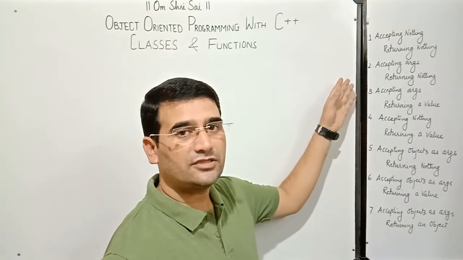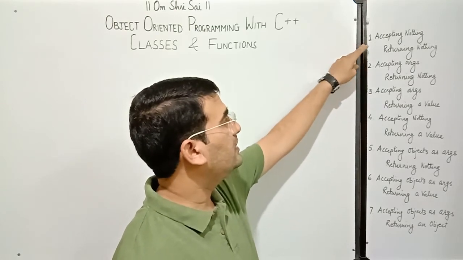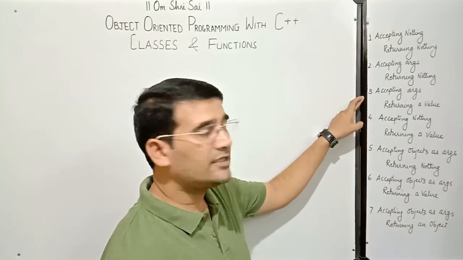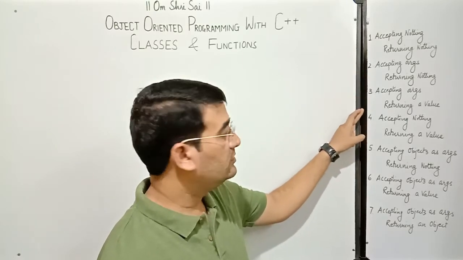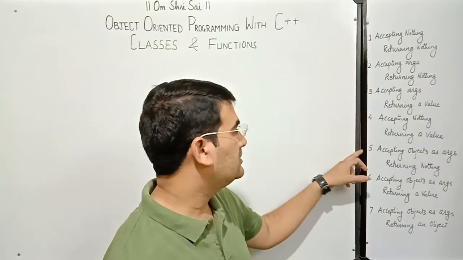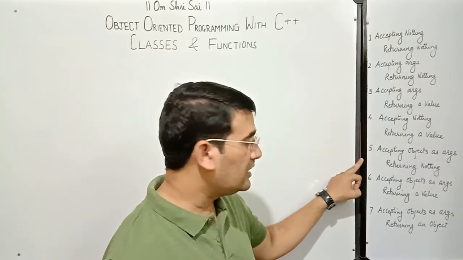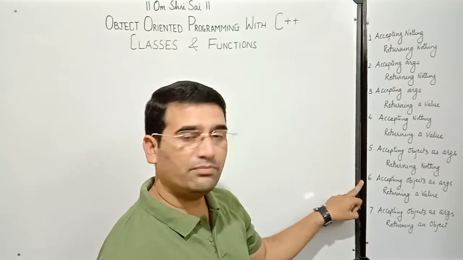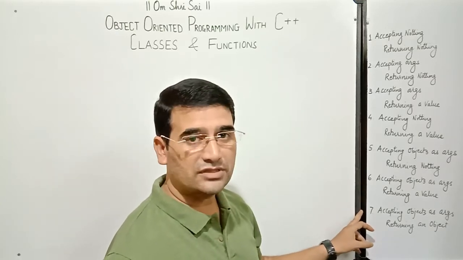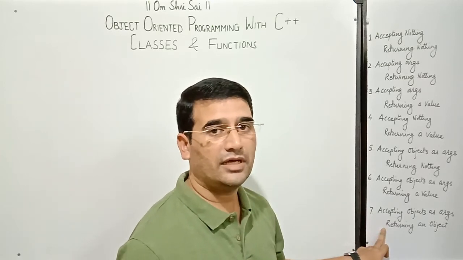In last video lectures, we have discussed various categories of functions like function accepting nothing, returning nothing; function accepting arguments, returning nothing; function accepting arguments, returning a value; function accepting nothing, returning a value. In the last video lecture, we discussed function accepting objects as arguments and returning nothing, with another category, that is function accepting objects as arguments and returning a value. In today's video lecture, we are going to discuss the category function accepting objects as argument and returning an object.